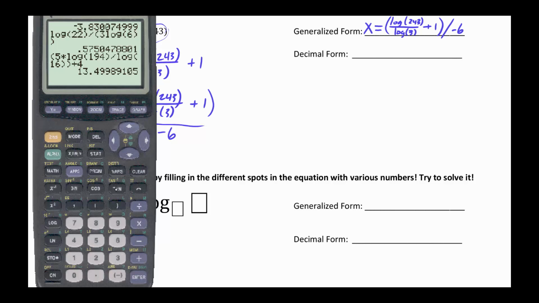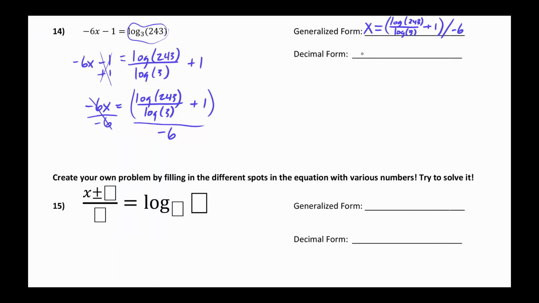Let's figure out what that is as a decimal. So again, I need to trap this entire thing here first. So log of 243 divided by log of 3. Notice how I'm closing the logarithms as they appear. I have to go ahead and add 1 to all of this and then close it. That's the big group up front. Now I can go ahead and divide by negative 6. If I hit enter, I get negative 1. X equals negative 1.